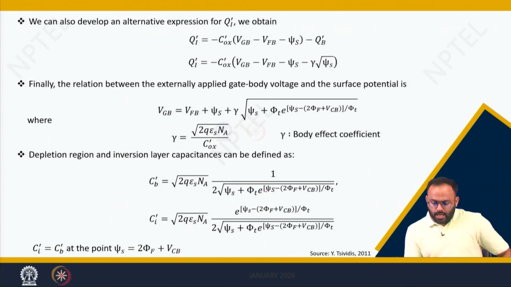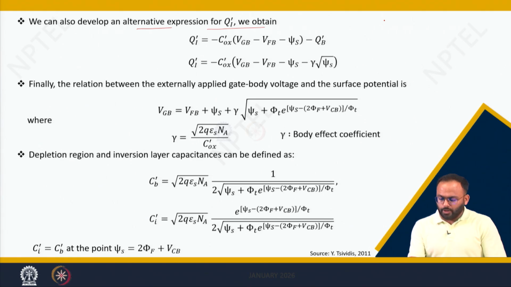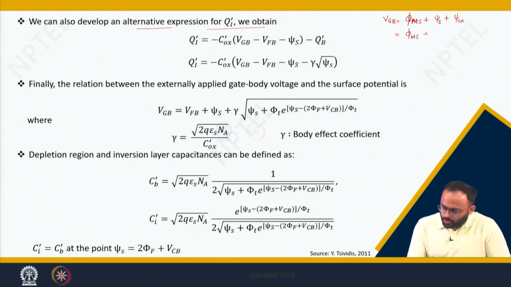Following this, we can use an alternative expression for Qi, also by using our well-known potential balance equation. We know that Vgb equals the flat band voltage, or Vgb equals phi ms plus psi s plus psi ox, where psi ox can be replaced by Qg dash by Cox dash. Again, this Qg can be replaced in terms of minus Q naught dash minus Qc dash.